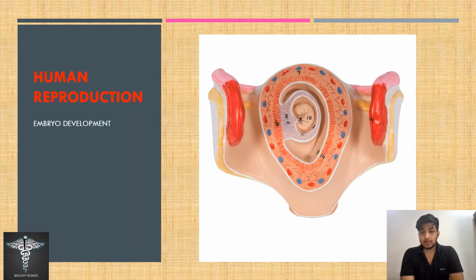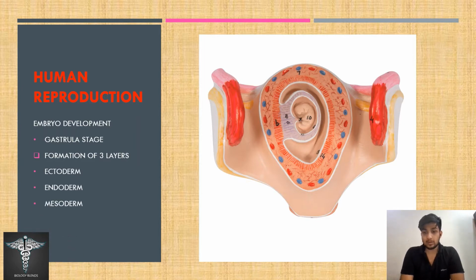This video covers the topic of embryo development, which includes the gastrula stage, the formation of the three layers: ectoderm, endoderm and mesoderm.